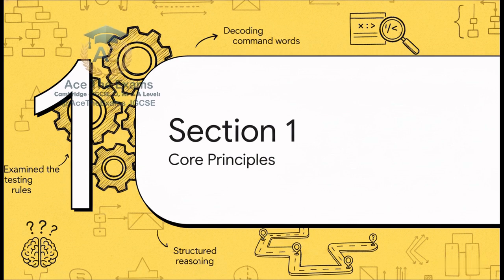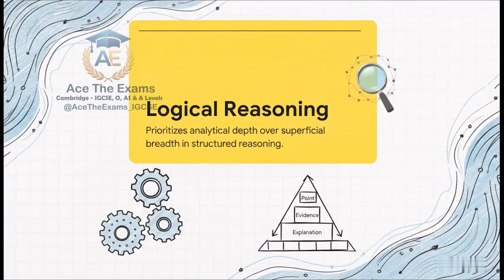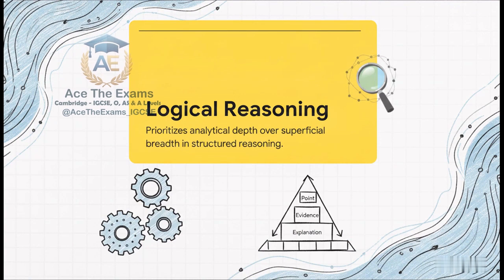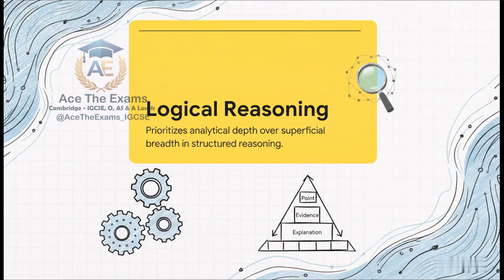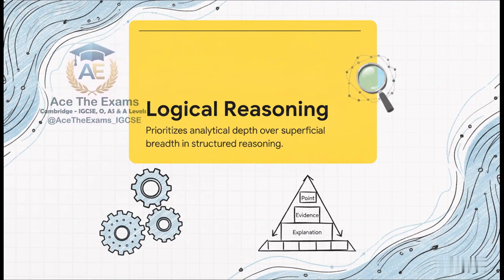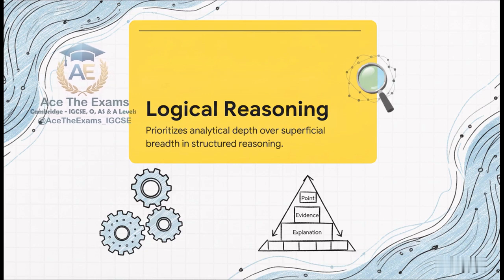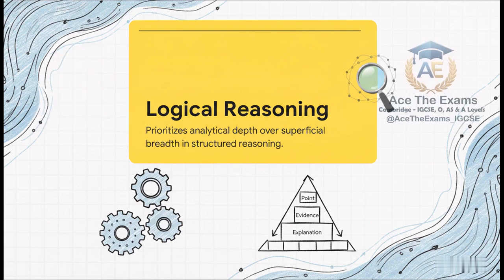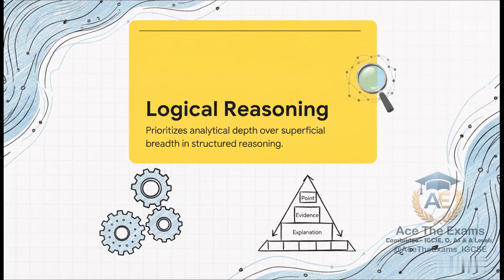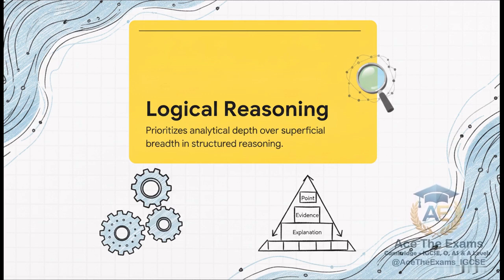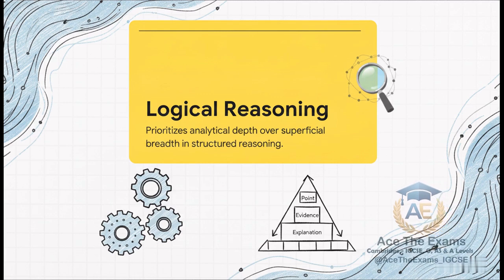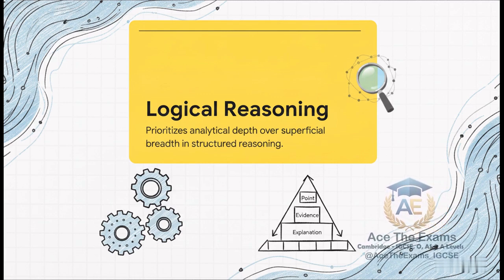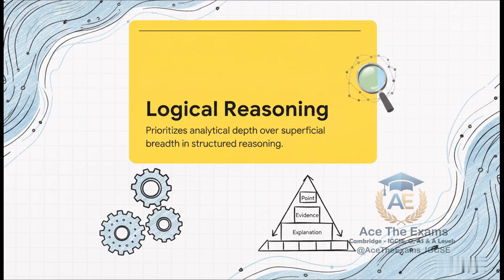Starting off with Section 1, Core Principles. To really unpack the fundamental expectations of the Cambridge Assessment Framework, we have to recognize that the theoretical architecture of 4.1 pseudocode constructs rests heavily on precise definitions and causal relationships. Before we even look at a single line of code, you have to understand the rules of the game. The examiners are not just testing if you can memorize syntax, they are testing your ability to decode command words and apply structured reasoning. Notice the massive emphasis here on analytical depth over superficial breadth.